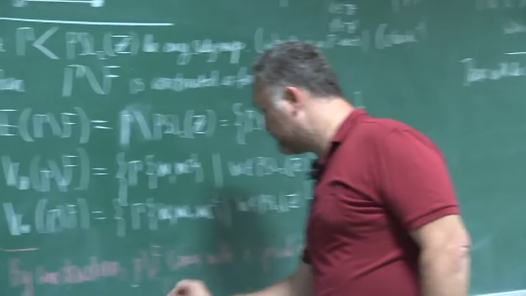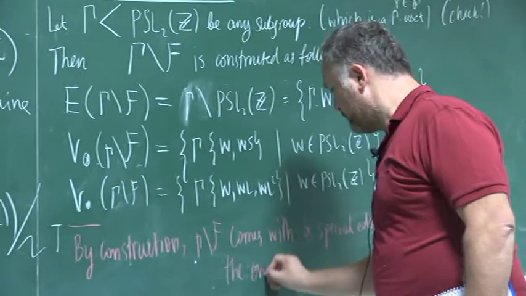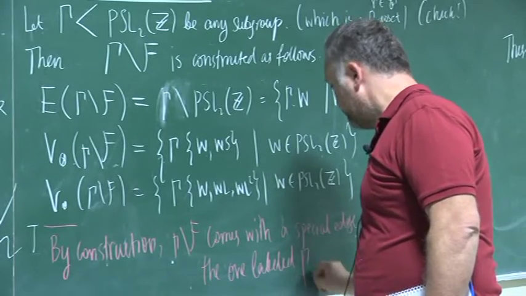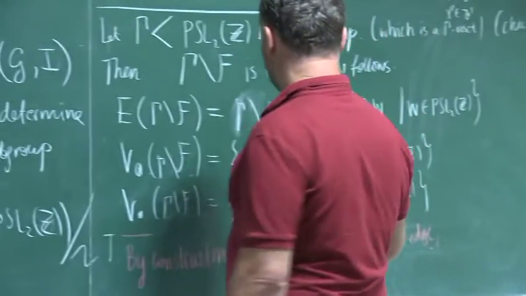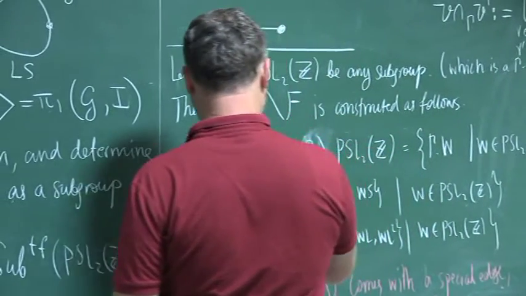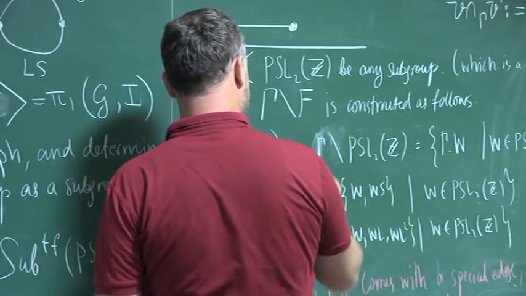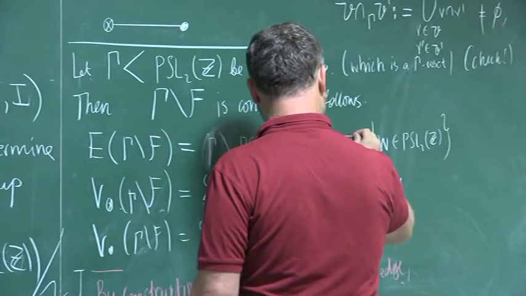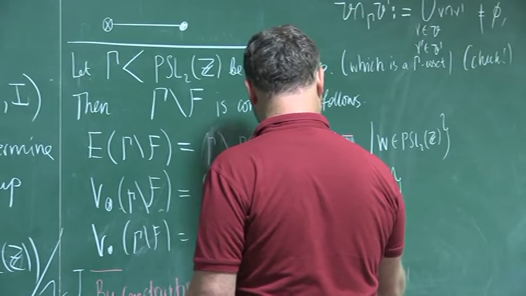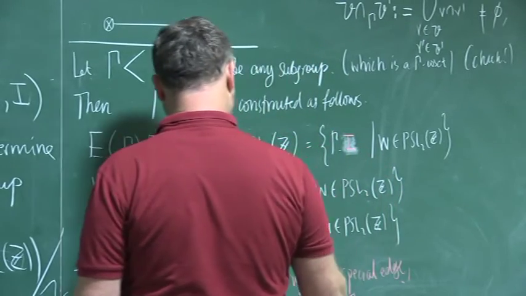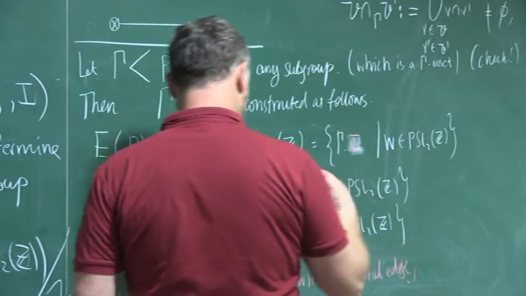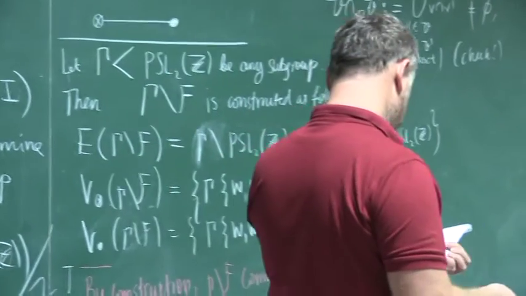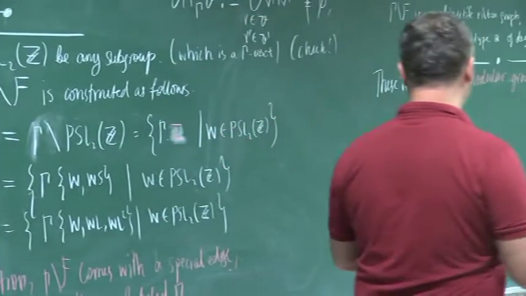The one labeled gamma. So the edges of the quotient graph were cosets. If I pick the coset which is gamma itself, then I'm going to obtain a special edge, and that special edge is going to be the base edge that we previously described.